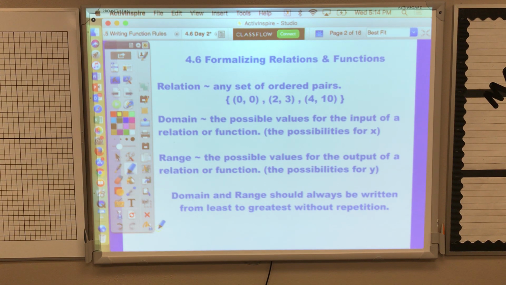Today you will be learning lesson 4.6, or I should say the first part of lesson 4.6, on formalizing relations and functions. What we're doing in this lesson is deciding if a relation is truly a function or just a plain relation. A relation is any set of ordered pairs. Now a set is always going to be listed in braces.